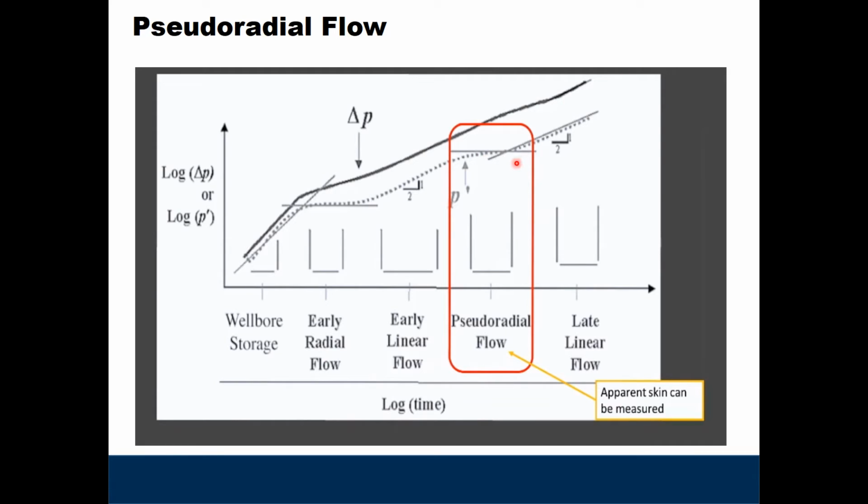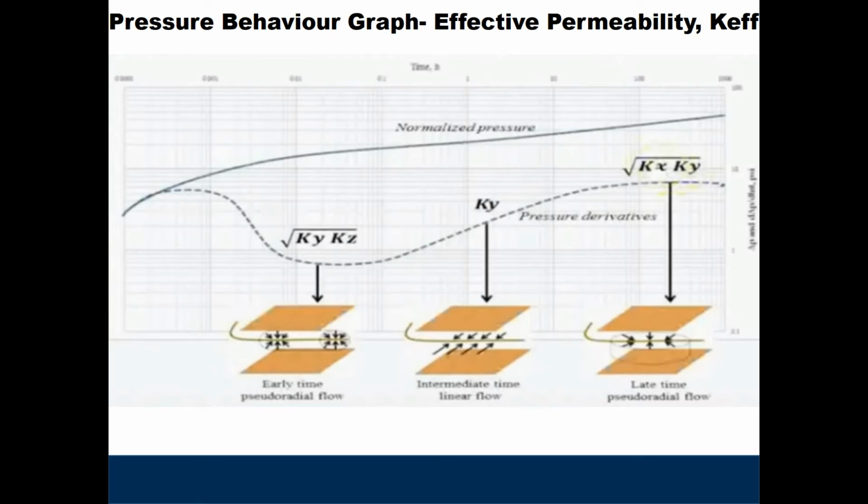After this we have linear flow after the radial flow. So you can see the pattern is radial flow, linear flow, radial flow, linear flow. These are the behaviors of the graph. An important aspect is that we have to find the permeabilities, which are important to our calculations. We can get the permeability Ky, Kz in the early time radial flow, Ky in the intermediate time linear flow, and Kx, Ky in the late time pseudo-radial flow.